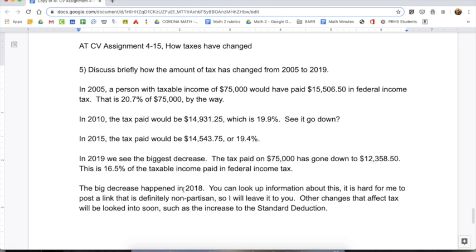Anyway, you can look up the big tax changes in 2018. It's still a very partisan and political issue, so I'm going to let you look it up rather than have me just post some articles, because no matter what I posted, somebody might find it problematic, and I would like to avoid that and just stick with the math for this discussion.